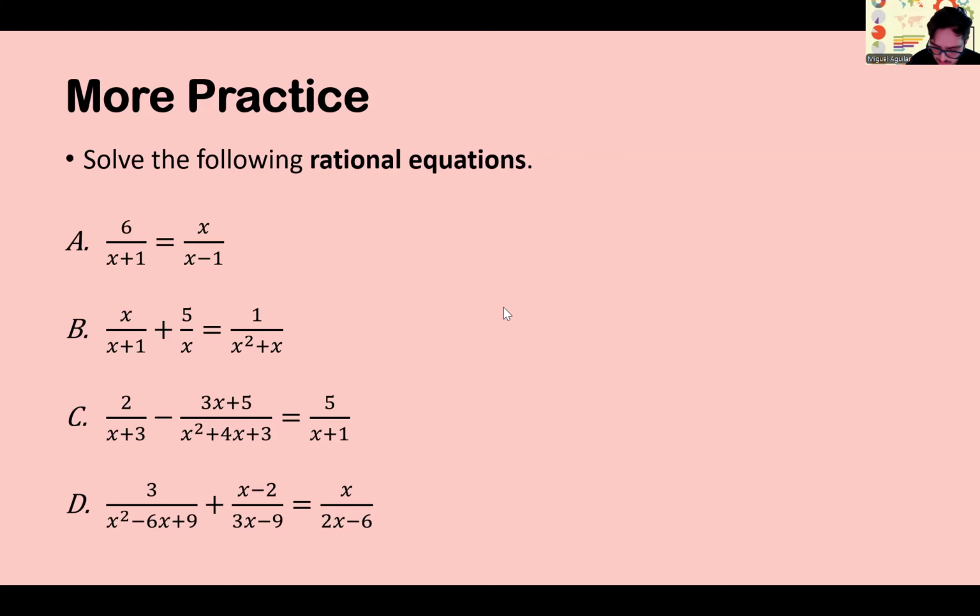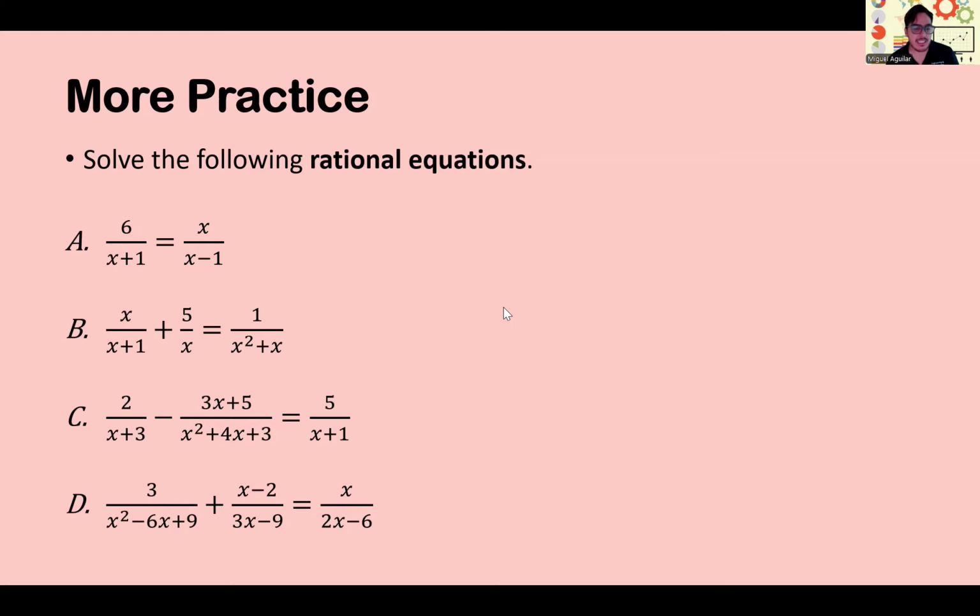So we're going to go with 2 over x plus 3, minus 3x plus 5 over, this one's x squared plus 4x plus 3, equals 5 over x plus 1.